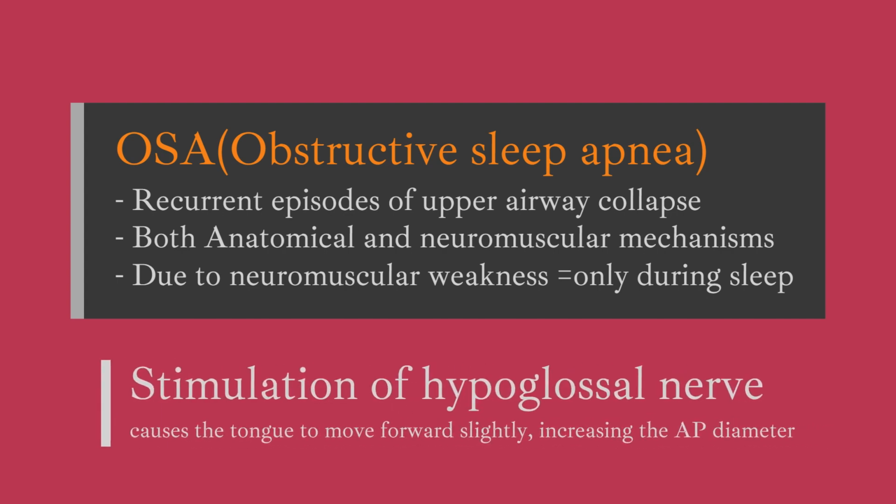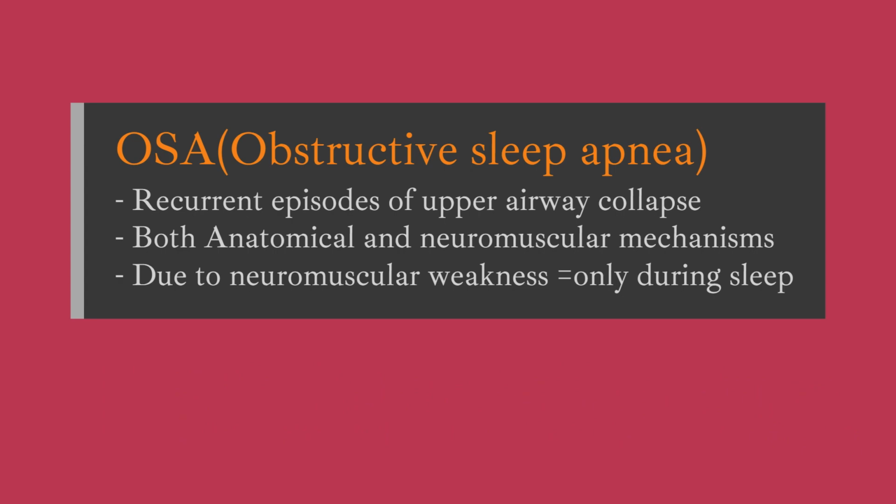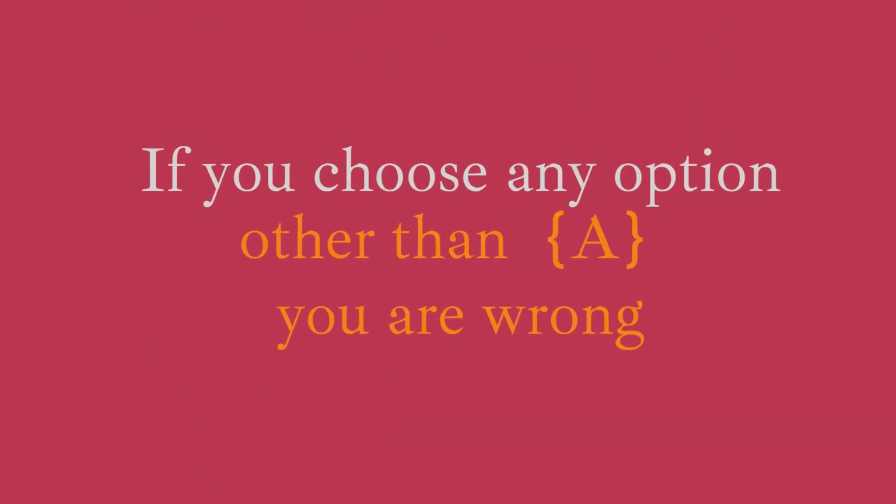Stimulation of the hypoglossal nerve using an implantable nerve stimulator causes the tongue to move forward slightly, increasing the anteroposterior diameter of the airway. Studies with these devices have shown a reduction in the number of obstructive events during sleep. If you choose any option other than A, you are wrong. Let's briefly discuss the other options.